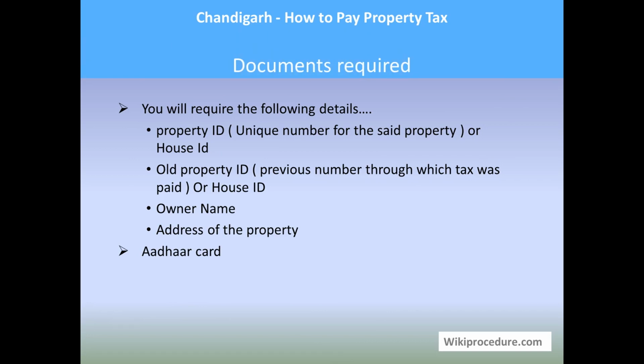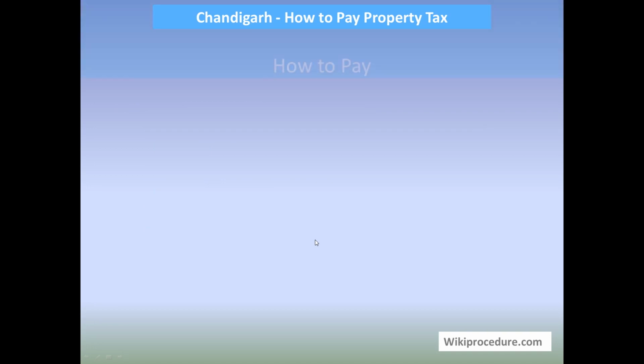Documents required. You will require the following details: property ID, which is unique for each house or property. They are also called house ID. Old property ID, which you can obtain from the old property tax receipt or house ID. Owner's name, address of the property, Aadhaar card are the documents required for this process.